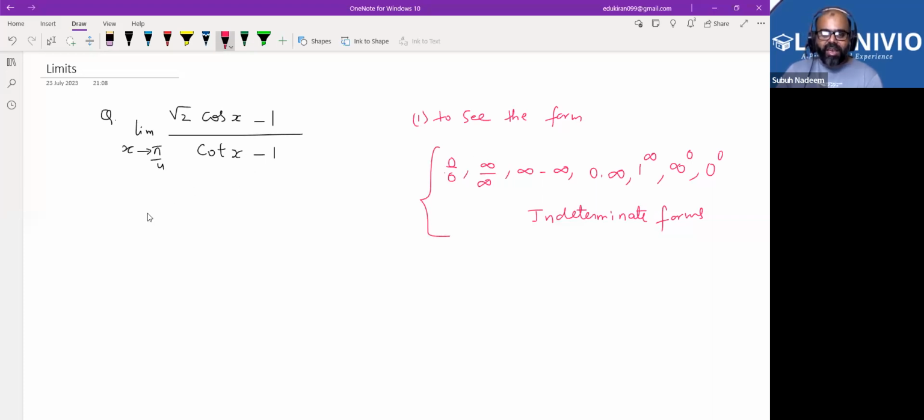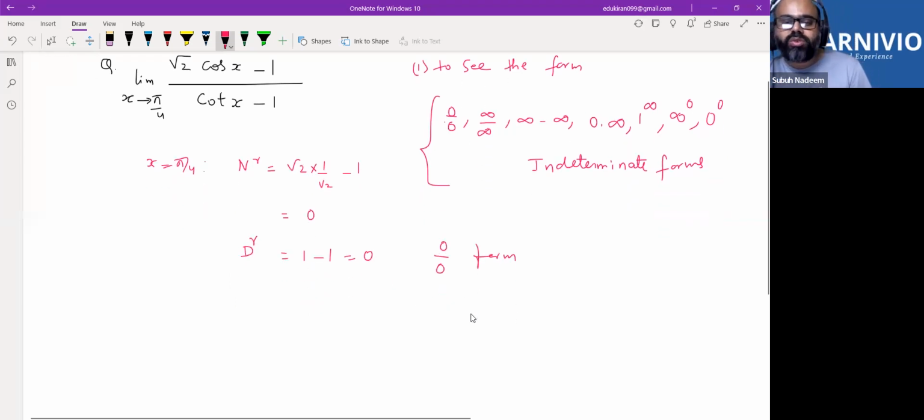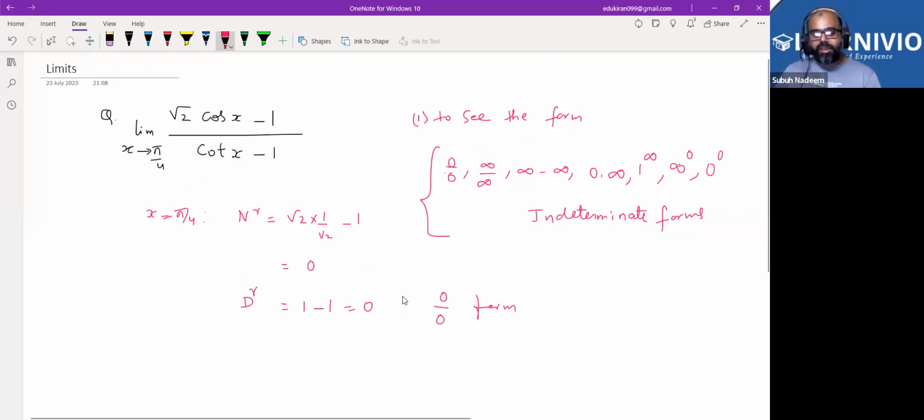So if we take x as pi by 4, what will happen? The numerator will be root 2 into 1 by root 2 minus 1, that will be 0. And the denominator will be 1 minus 1, that will also be 0. So it is 0 by 0 form, so it has to be simplified. Now, how to simplify it? That is the task. If you want to simplify it, I'm giving you one first step as a hint, then you will try further.